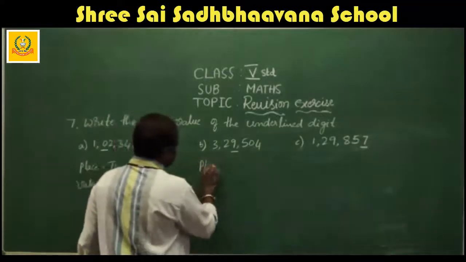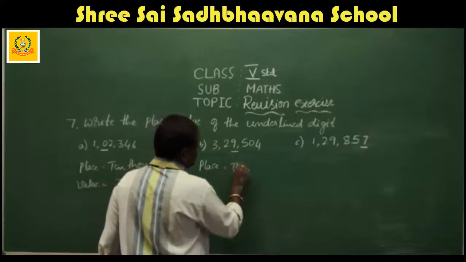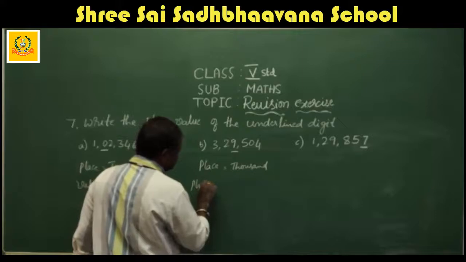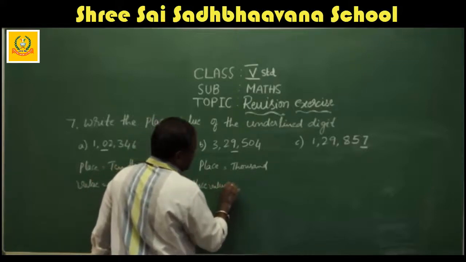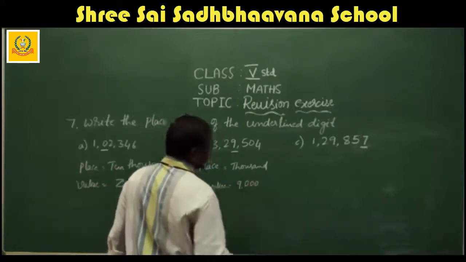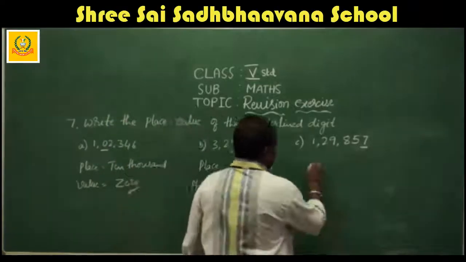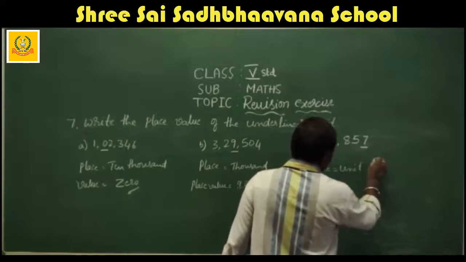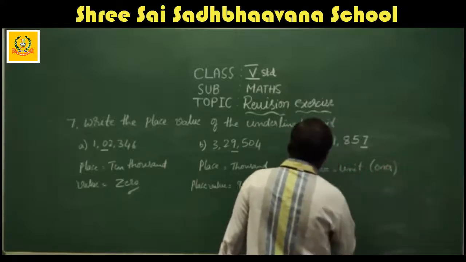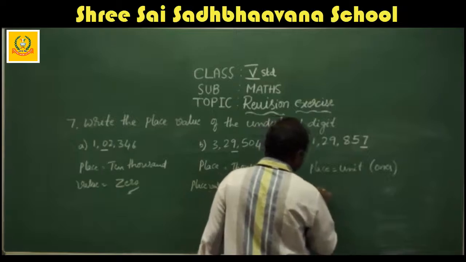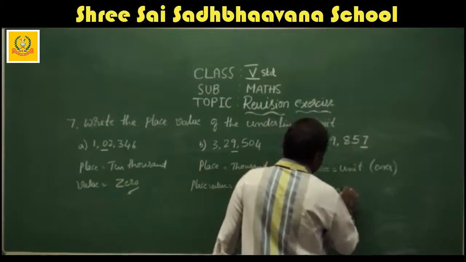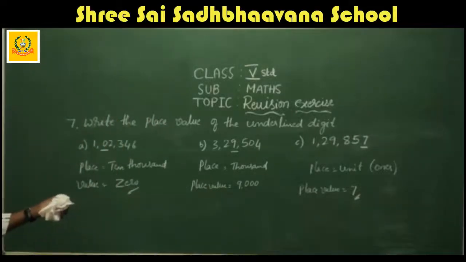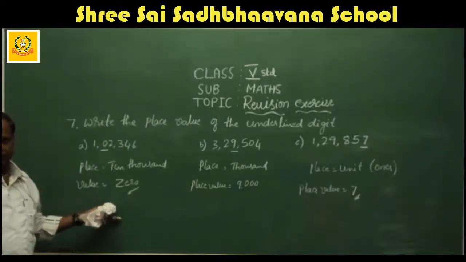Here the place is 1000. So place value is 9,000. When you come to here, the place is unit place. Place is unit or ones. So the place value is 7. I hope you understand very well. Okay.